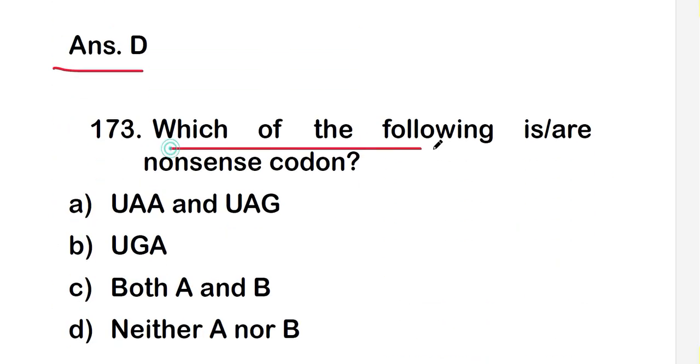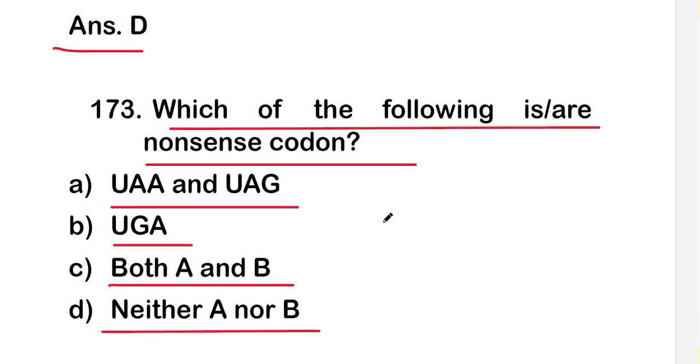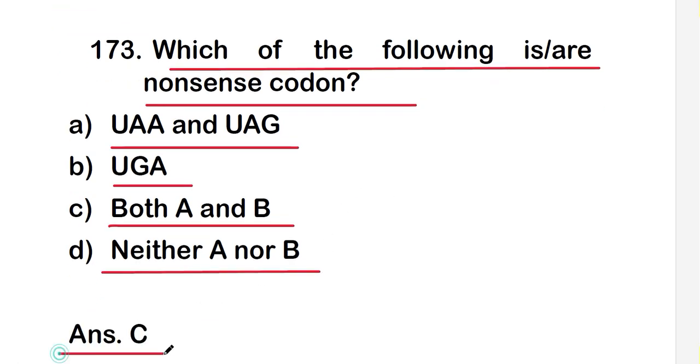Which of the following is or are nonsense codon? And options are option A UAA and UAG, option B UGA, option C both A and B, or option D neither A nor B. So the right answer is option C, that is both A and B. So UAA, UAG and UGA, these all three are nonsense codon, okay, or stop codon.